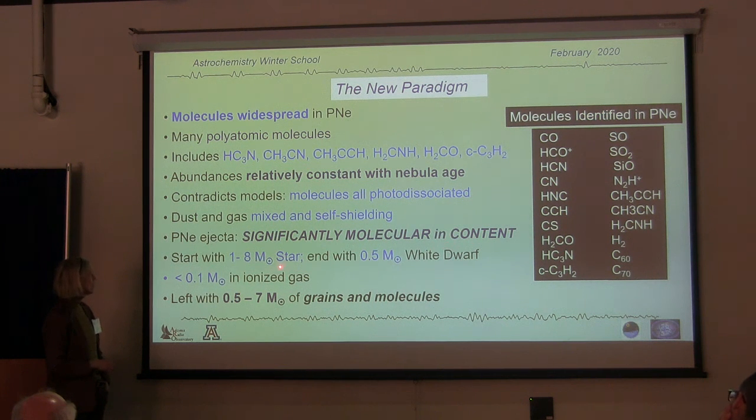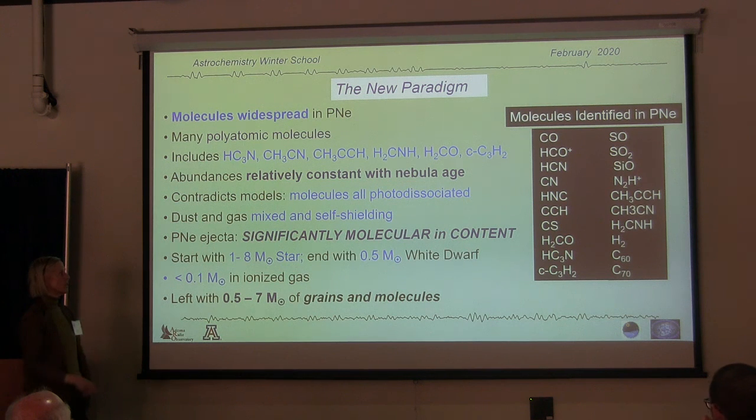And this is quite an interesting thing, because remember, you start with a 1 to 8 solar mass star. A white dwarf is typically half a solar mass. The ionized material is not very massive. It's only a few tenths of a solar mass. And so you have something like half to 7 solar masses of grain and molecular material that's ejected in diffuse clouds.